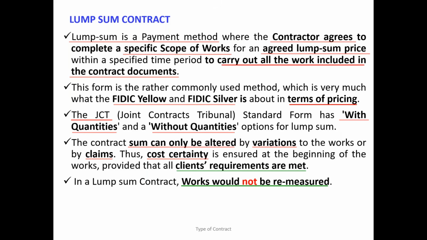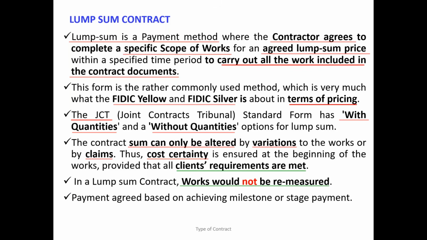So in a lump sum contract, when a project is awarded, you don't remeasure the work. If the work is done, you get all the money, whatever you agreed in the contract amount. It is not subject to remeasurement, unless some modification or variation happens. That is subject to agreeing the payment, but the original scope of work is not subject to remeasurement.